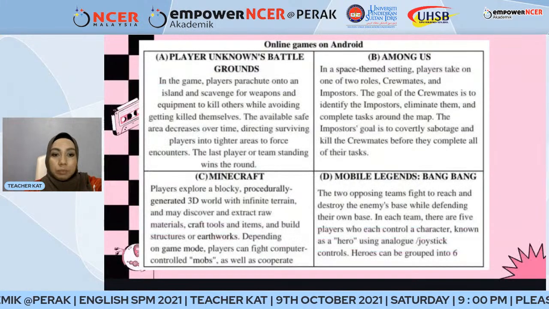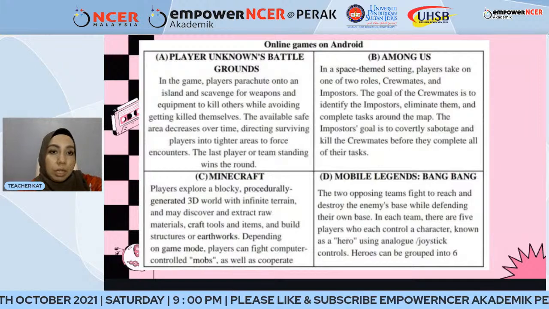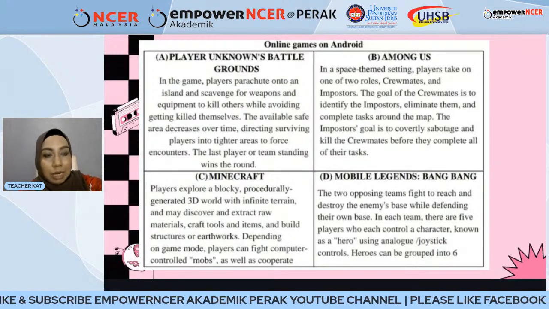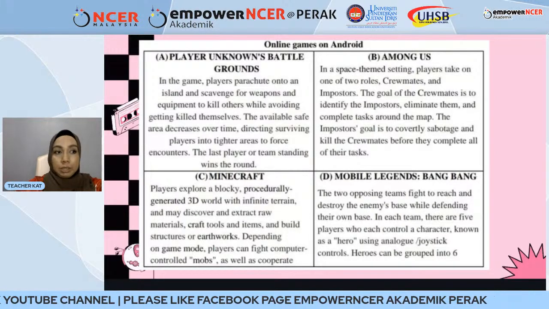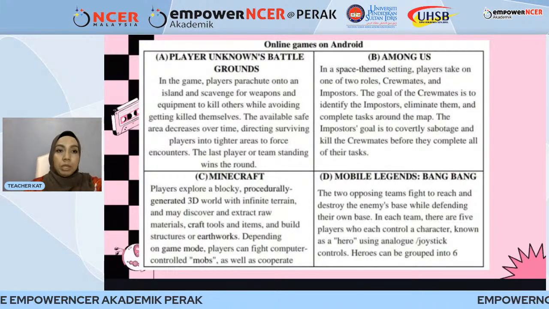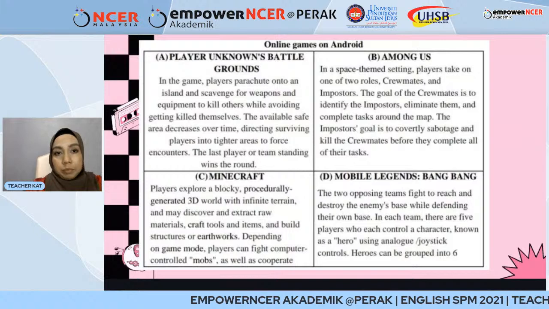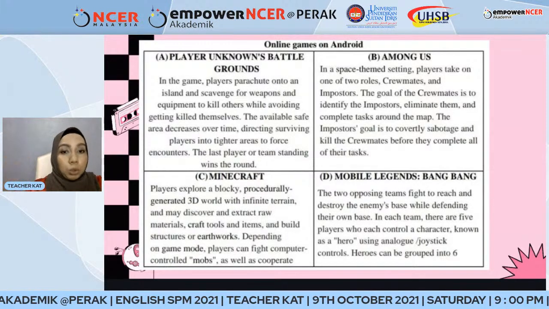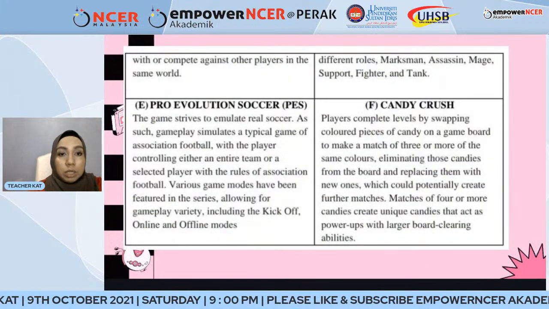Now this is the last part of the paper. This is part 5, the matching and information transfer. This is how the paragraphs would look. Sometimes it could be in a table like this, sometimes in a vertical table, one by one. But all will be 6 paragraphs. For example, this one is about the types of online games available on Android. You can see here there are 4 paragraphs, and here are another 2 paragraphs.